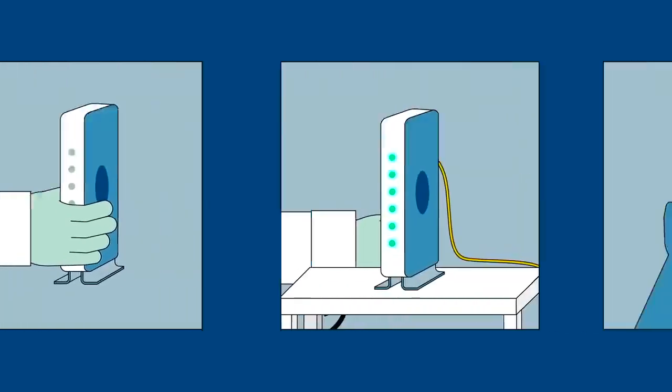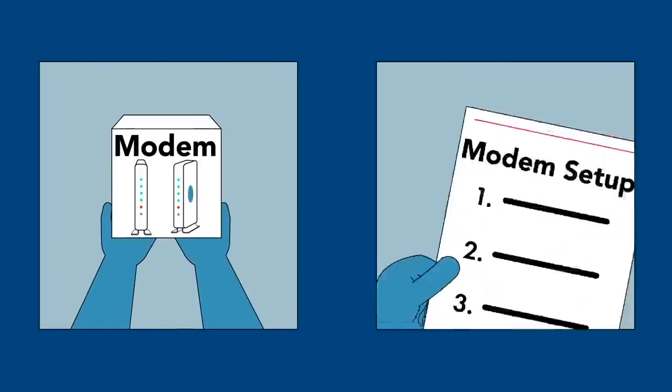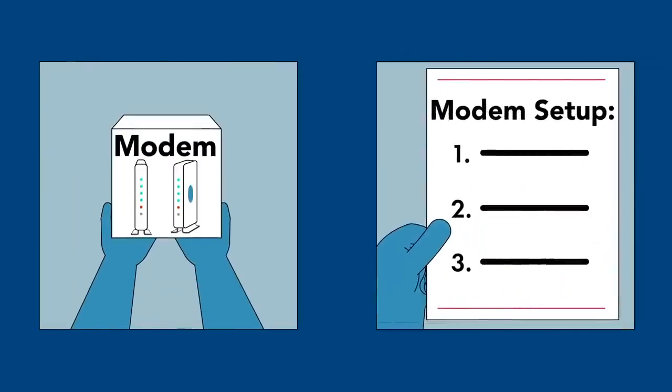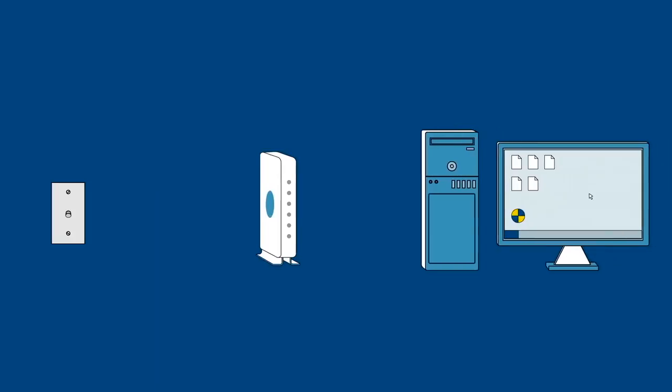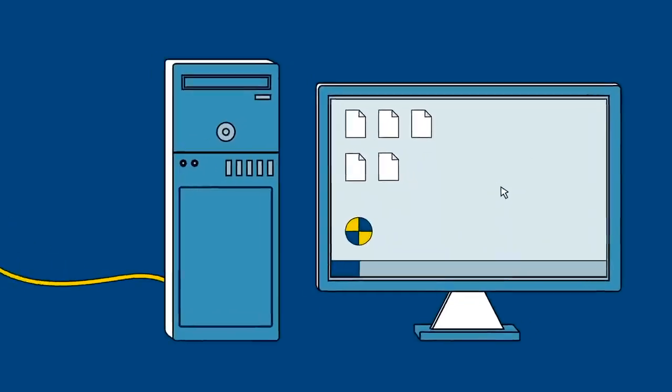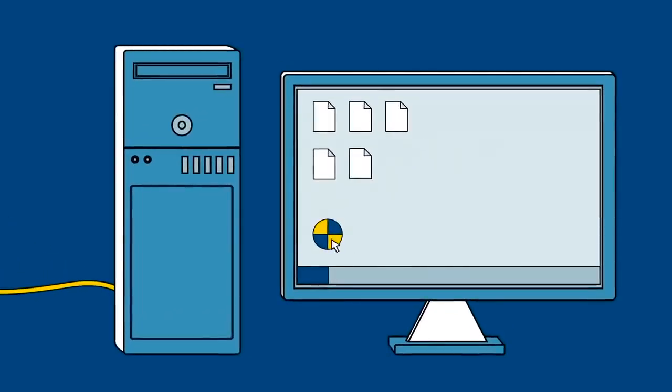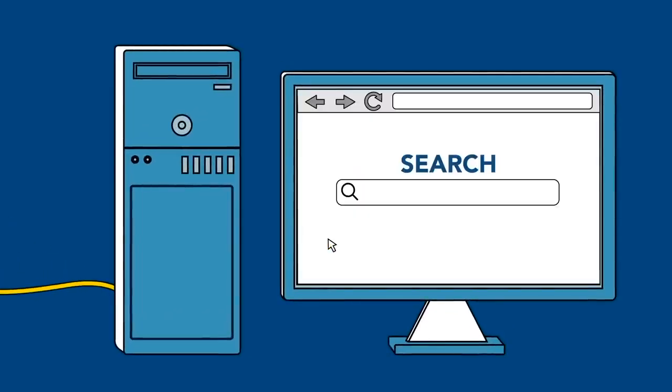But if you prefer, you can buy a modem from a computer store and use the included instructions to set it up yourself. These instructions will vary, but the basic idea is that you'll connect the modem to your phone jack or cable TV connection, and then connect your computer to the modem using an Ethernet cable. Once you have everything set up, you can open your web browser and begin using the internet.